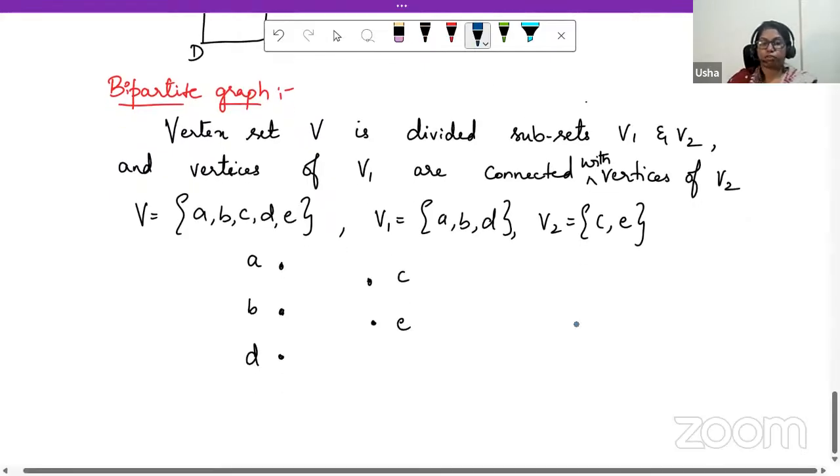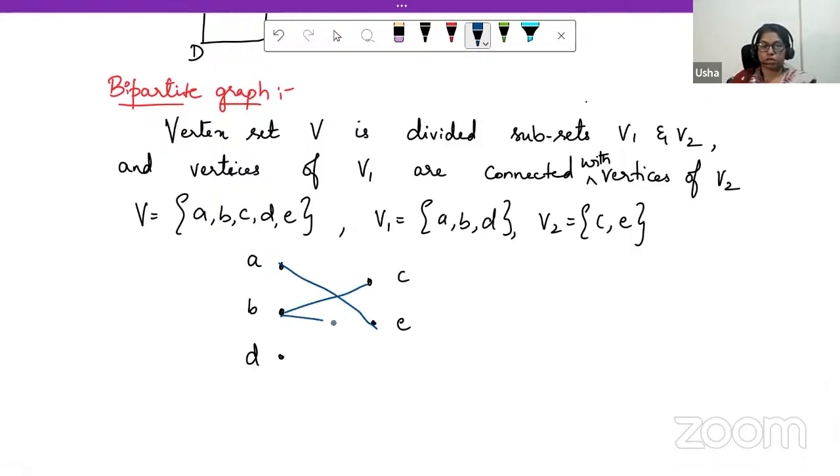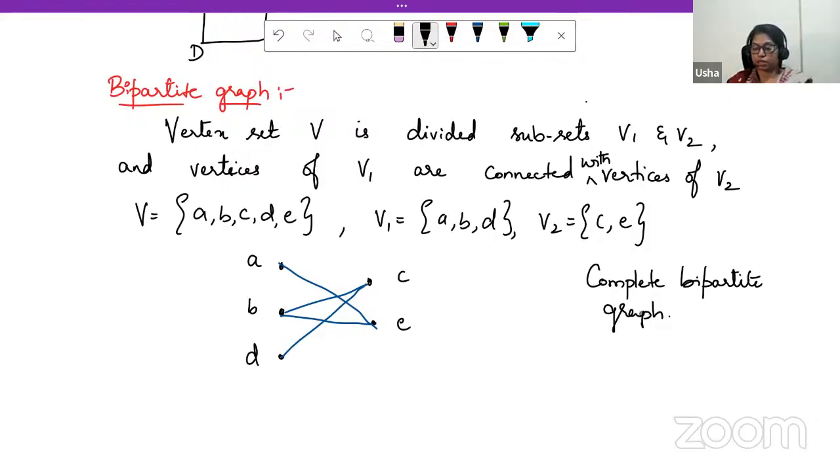Now, edges are formed from this set to this set. A to E, B to C, B to E, D to C. So, this is a bipartite graph. A vertex set is divided into two partitions. Is this clear? Example of a bipartite graph. Now in this we have the complete bipartite graph. What is a complete bipartite graph? Each and every vertex of the first vertex set is connected with all the vertices of the second set.